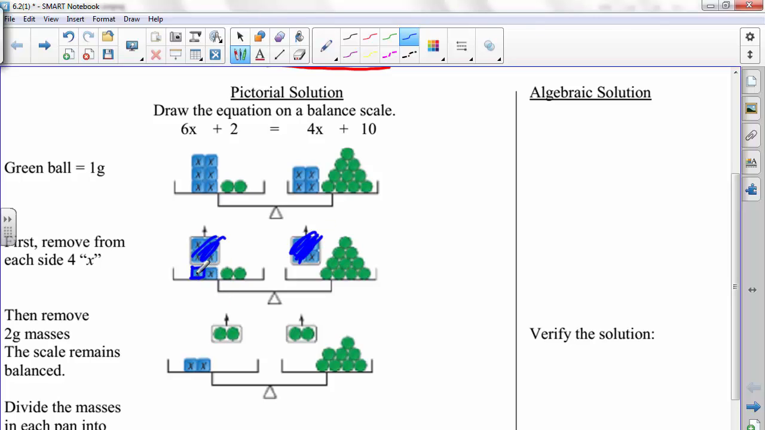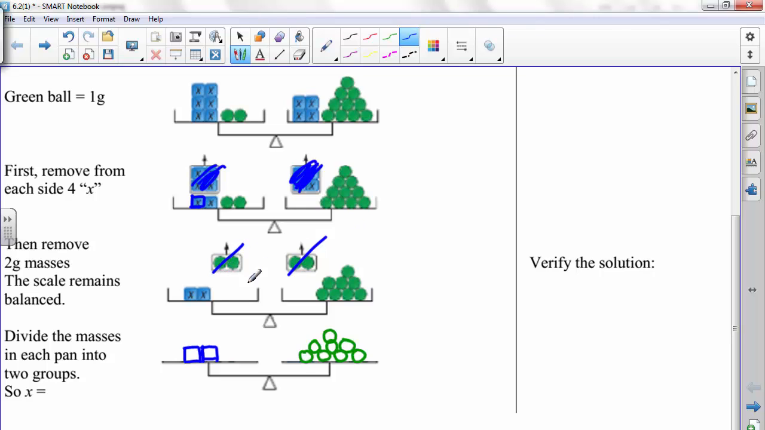This time I only have 2 blue boxes, which represent 2x, left on the left side, and the 2 green balls on the left side, and the 10 green balls on the right side. Then I find that this side only has 2 green balls, and this one has 10 green balls. I remove 2 green balls from each side. So these 2 green balls on each side disappeared. After that, I only have 2 blue x's left on the left side, and 8 green balls left on the right side.